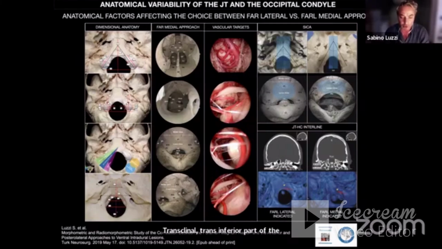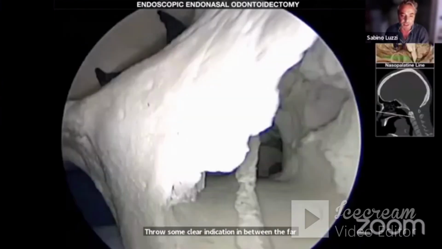But it is just to show you that according to the perfect knowledge of the bony structure and bony anatomy, we have also the opportunity to draw some clear indication in between the far medial and far lateral approach for this kind of lesion.